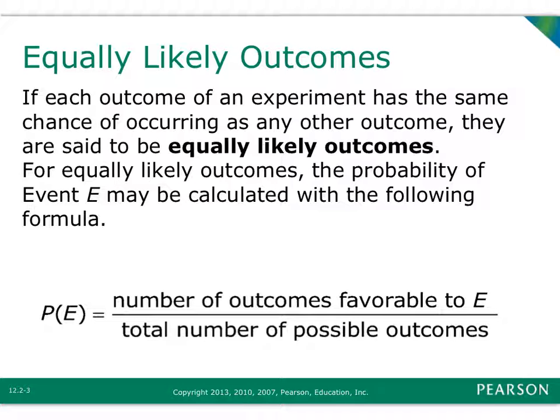Under a model, if each outcome of an experiment has the same chance of occurring as any other outcome, they are said to be equally likely outcomes. For equally likely outcomes, the probability of event E may be calculated with the following formula. The probability of E equals the number of outcomes favorable to E divided by the total number of possible outcomes. The total possible number of outcomes is called the sample space.